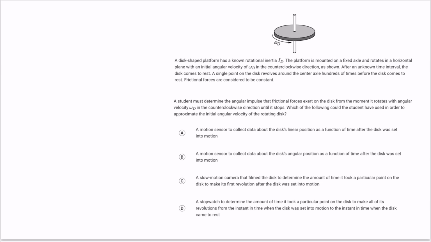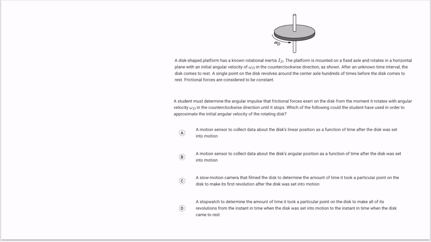For C, it says a slow motion camera that films the disc to determine the amount of time it took a particular point on the disc to make its first revolution after the disc was set into motion. This is actually good because we have information that essentially the disc rotated hundreds of times.